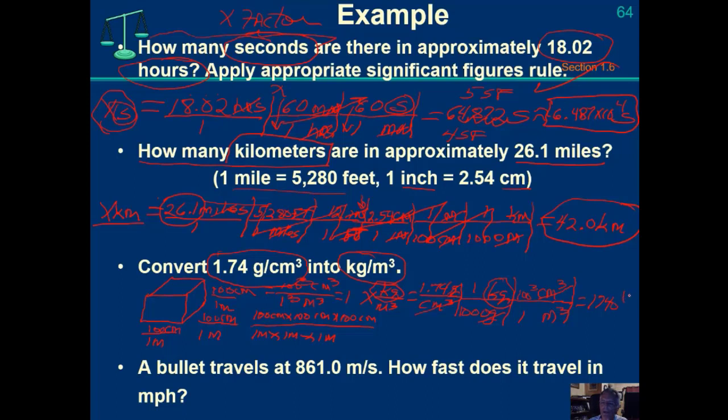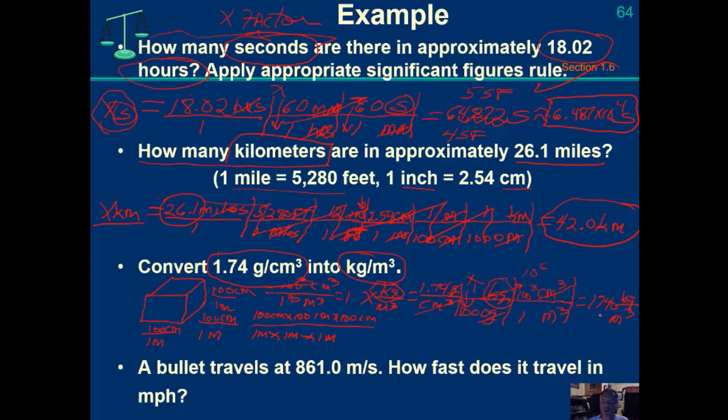And when we do that, we come up with 1,740 kilograms per cubic meter. And again, all I did was I did 1.74, this is divided by 1, times 1, times 1, divided by 1,000, times 100 cubed. And 100 cubed is 1,000,000. And then divided by 1, and I came up with 1,740.